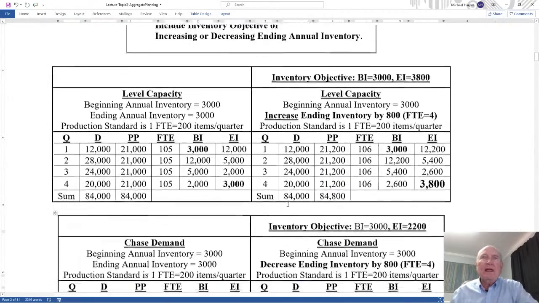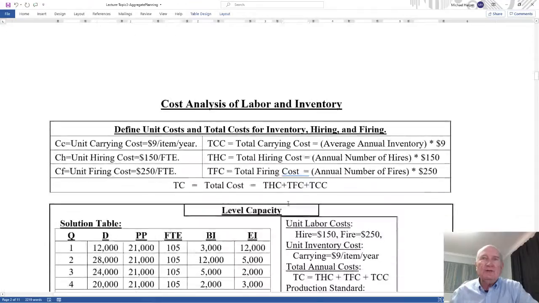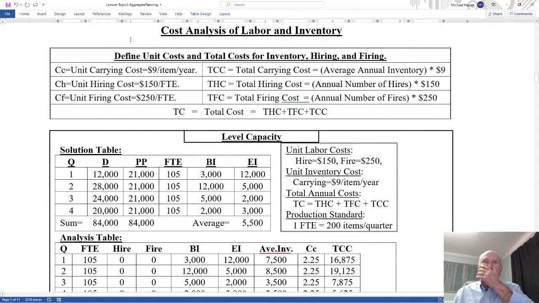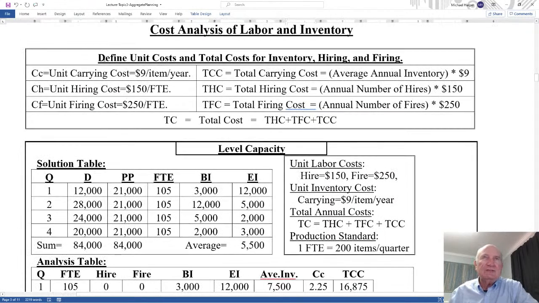There we go. Okay, let's go on to, let's do a cost analysis. Cost analysis of labor and inventory. Okay, let's start with some definitions. Define the unit cost and the total cost for inventory, hiring and firing. Again, we're looking at labor and inventory.